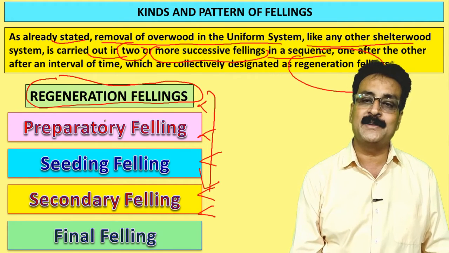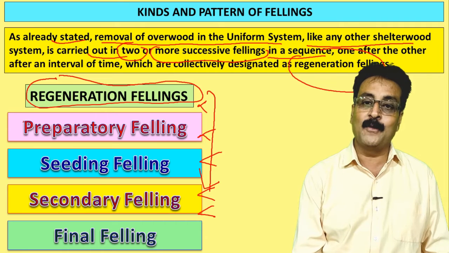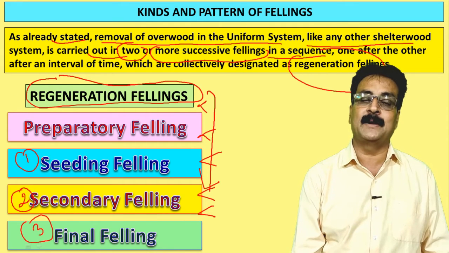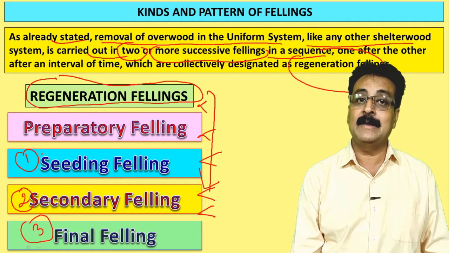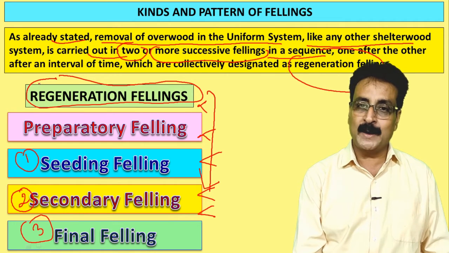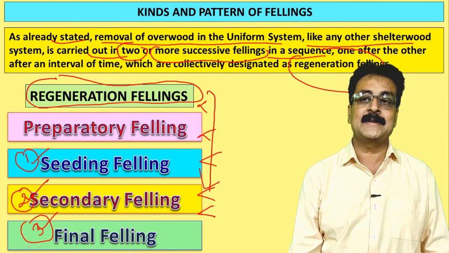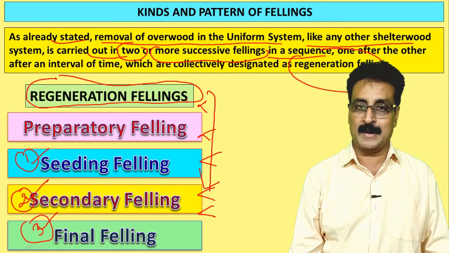What do you mean by regeneration felling? This is the sequence of successive fellings. It involves seeding felling, secondary felling and final felling. But I have included preparatory felling here also. So we should also understand what we mean by preparatory felling. So let's go back once again. Regeneration felling means seeding felling, secondary felling and final felling. These are successive fellings in sequence and at intervals of time.